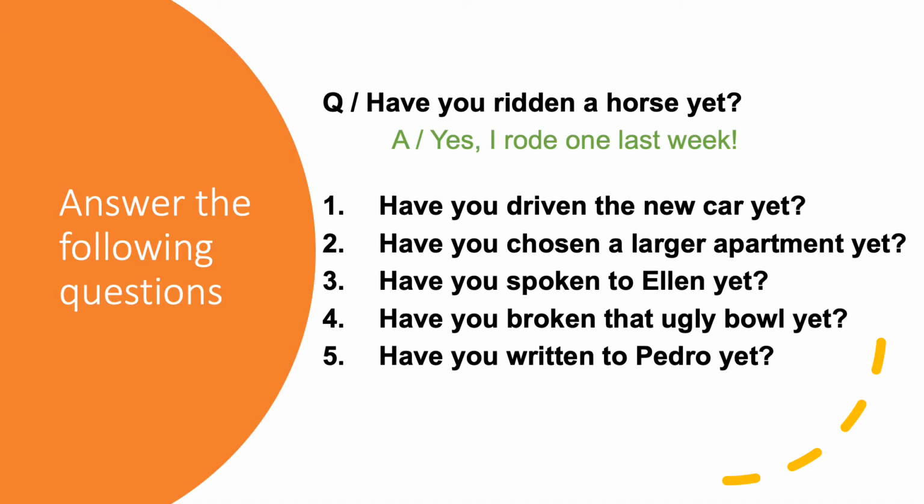Now answer the following questions in the simple past form of the verb. For example, have you ridden a horse yet? Yes, I rode one last week. Number 1. Have you driven the new car yet? Number 2. Have you chosen a larger apartment yet? Number 3. Have you spoken to Ellen yet? Number 4. Have you broken that ugly bowl yet? Number 5. Have you ridden to Pedro yet?